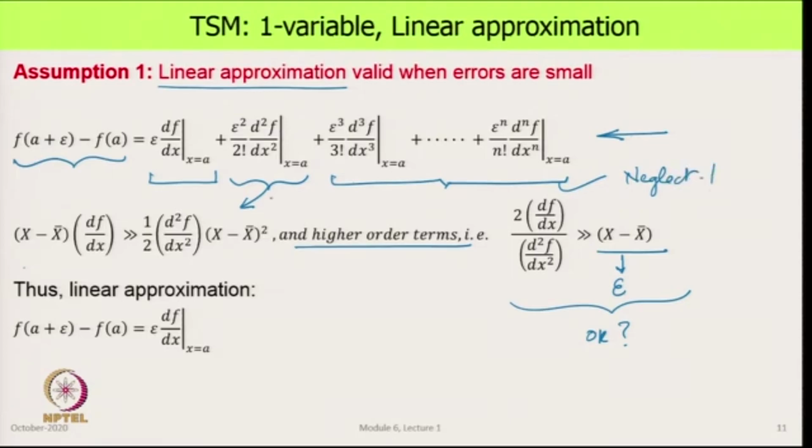The second order term can be neglected if this criteria is satisfied. In which case, if that is also neglected, we are left with the simple expression for a linear approximation, which is given here: the value of the function at a plus epsilon minus its value at a is epsilon times df by dx evaluated at x equal to a. Again, something that you learnt in school or in a first year maths course.